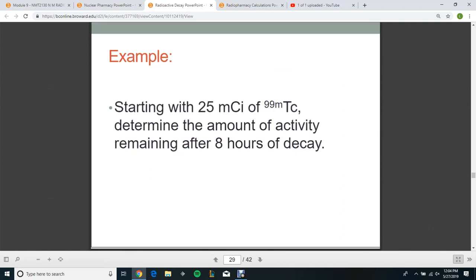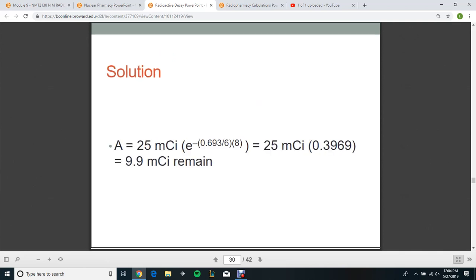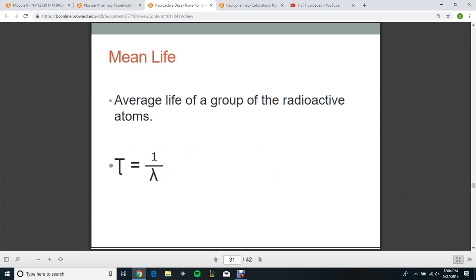Starting with 25 millicuries of technetium-99m, determine the amount of radioactivity remaining after 8 hours of decay. Activity is 25 millicuries with e to the negative exponent of 0.693 divided by 6 times 8, equal to 25 millicuries times 0.3969 equals 9.9 millicuries remain.